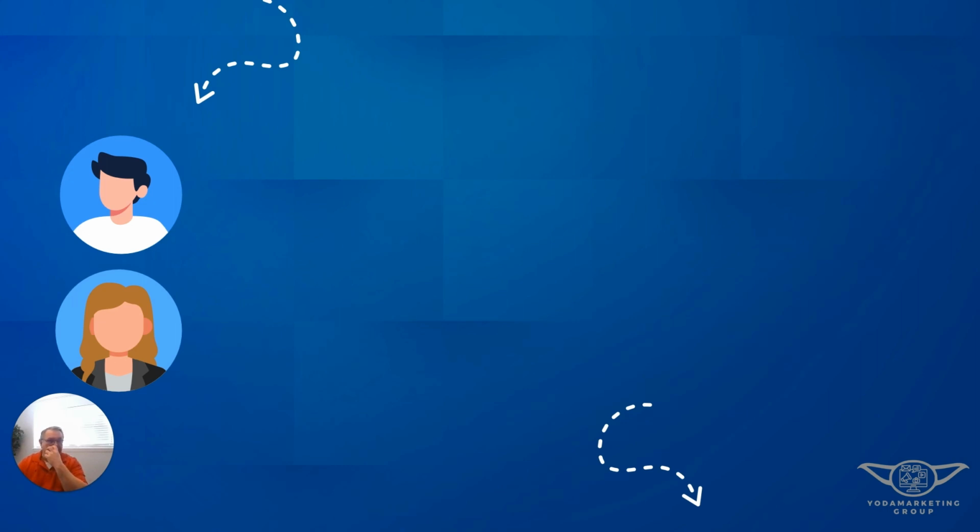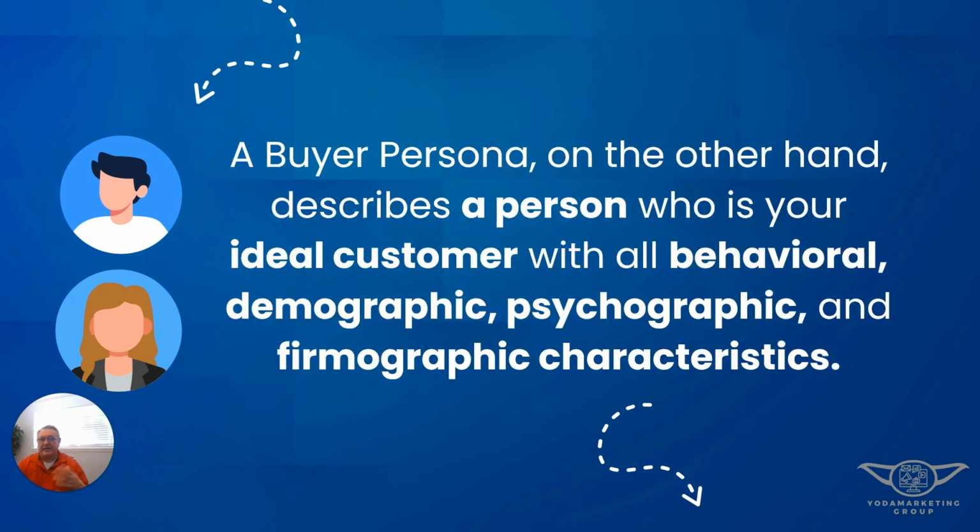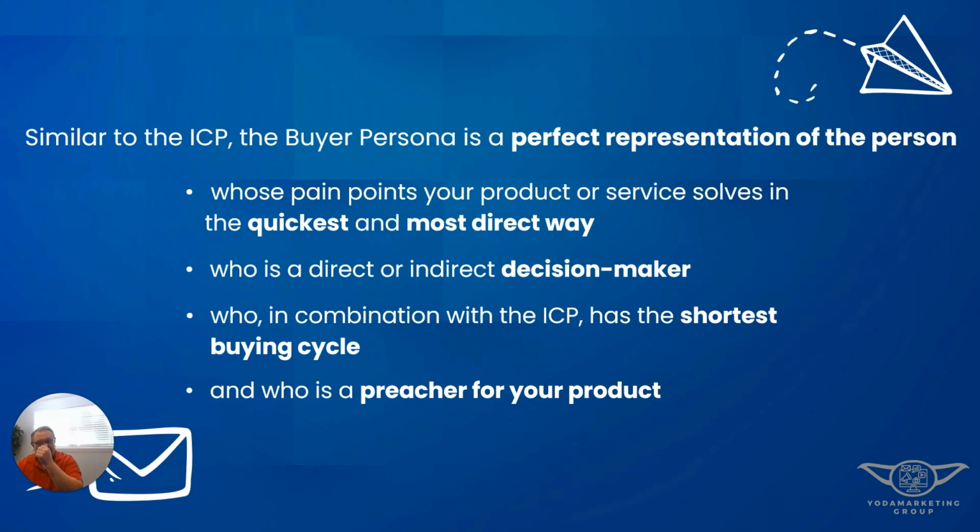A persona, on the other hand, describes the person. So it's your ideal customer profile, but it's the person with all the behavioral, demographic, psychographic, and firmographic characteristics. That's the marketing jargon. You'll see some examples of that when I do some things later on, especially with ChatGPT. I'll spell out the demographics and behavioral, psychographic, and stuff of my targets, and it's really pretty impressive. But again, this buyer persona is a perfect representation of the person whose pain points your product or your service solves the quickest and the most direct way.